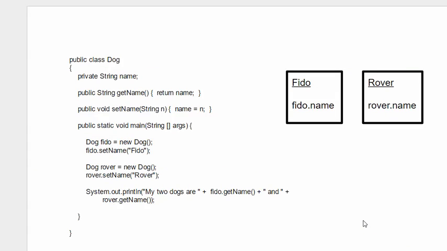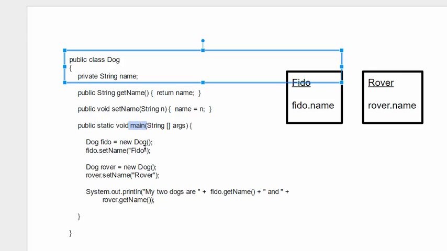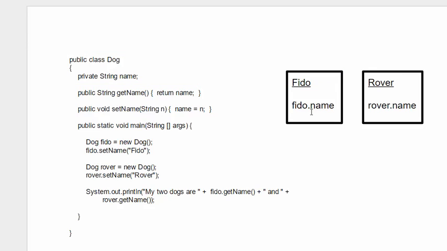Now let's think a little bit about what's happening in memory. Here I've repeated the code for convenience, and I've drawn little boxes to show the memory for Fido and the memory for Rover. Keep in mind that in our main method here, we've defined two dogs, Fido and Rover. And here we see that the memory for the name variable for Fido is completely separate from the name variable for Rover, which we would expect because each dog wants to keep its own name.